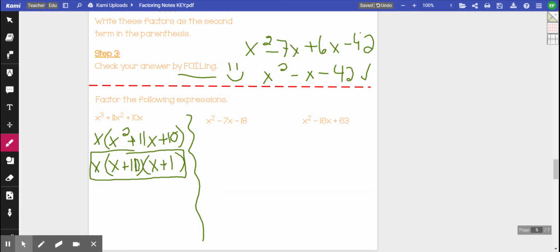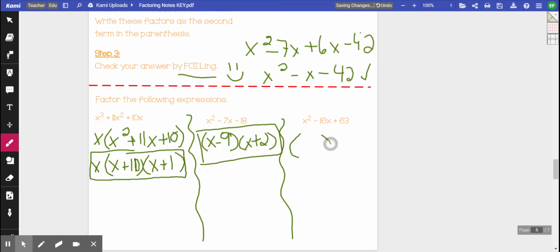We do it again. No GCF here, so I'm just setting up my parentheses with x's in the first position. Factors of 18 with a difference of 7. 9 and 2 work for me. We want a negative 7, so it's going to be a negative 9 and a positive 2. And we're done. These usually go nice and quick.